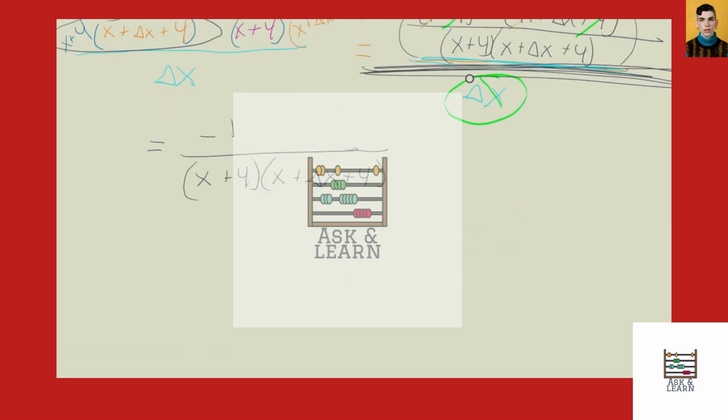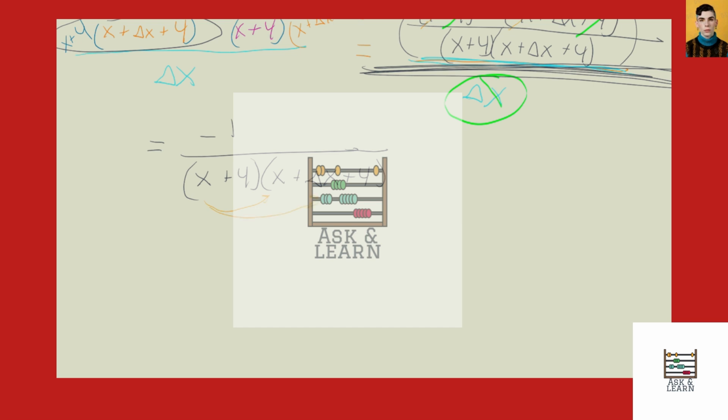The answer that was given in the book is basically the same thing, but they multiplied stuff out and then factored out a delta x at the end. So let's do that real quick. Let's multiply all of this out.